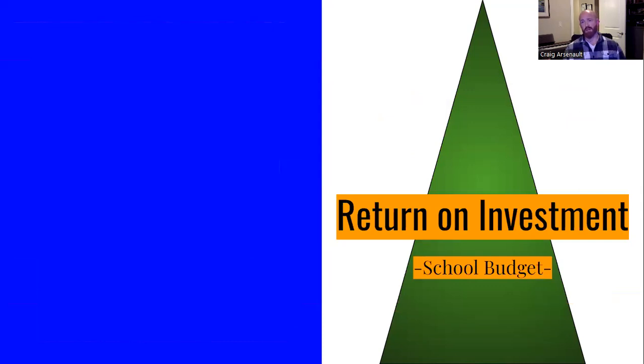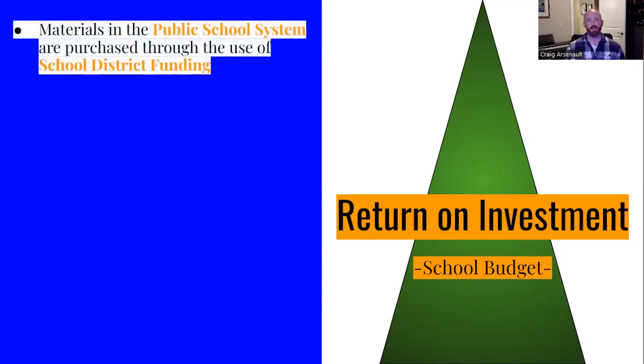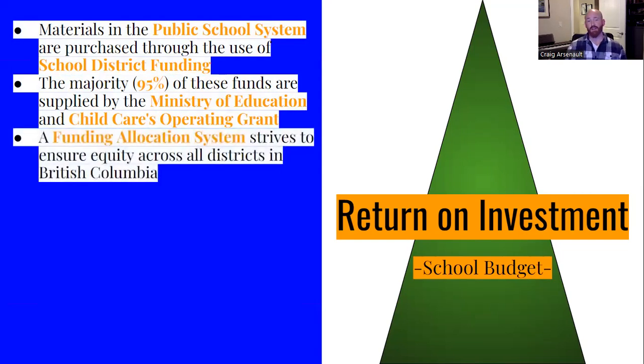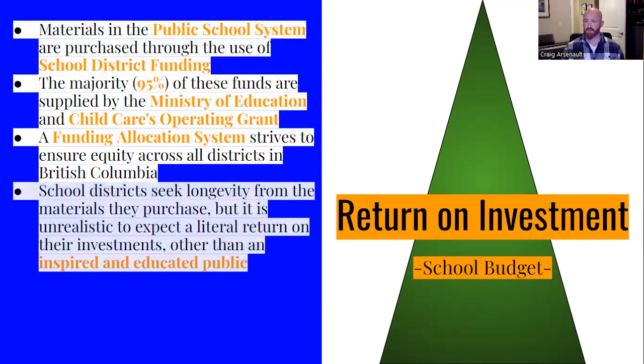As far as a return on investment goes, this is a difficult business when we're talking about the public school district. In the public schools, their supplies are purchased through the use of school district funding. The majority, that's 95% of these funds, are supplied by the Ministry of Education and Child Care's operating grant. The funding allocation system strives to ensure equity across all districts in British Columbia. That means they try to divide evenly as much as possible, depending on student needs. School districts seek longevity from the materials they purchase, but it's unrealistic to expect a literal return on their investments other than an inspired and educated public.